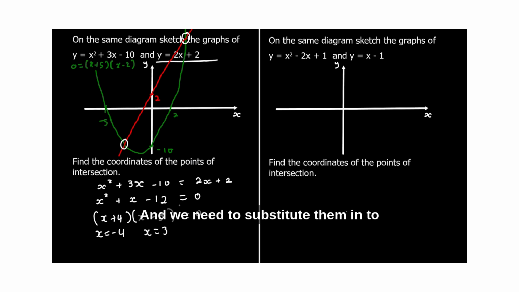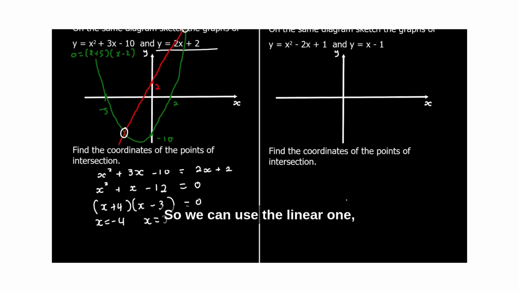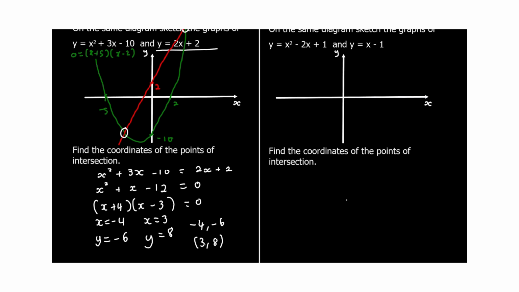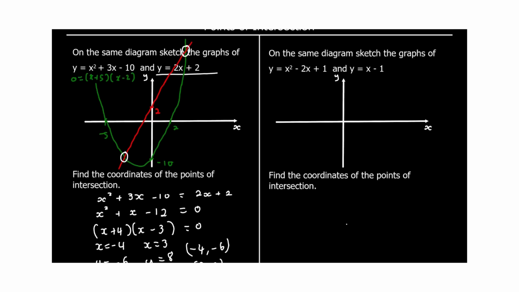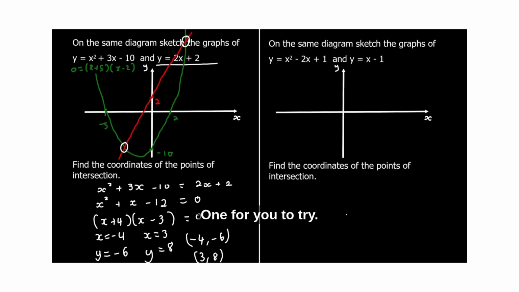And we need to substitute them in to find the y coordinates. So we can use the linear one, y equals 2x plus 2. So 2 negative 4s are negative 8, plus 2 is negative 6. 2 3s are 6, plus 2 is 8. So the intersections are at negative 4, negative 6, and at 3, 8. One for you to try. Pause the video, give it a go.